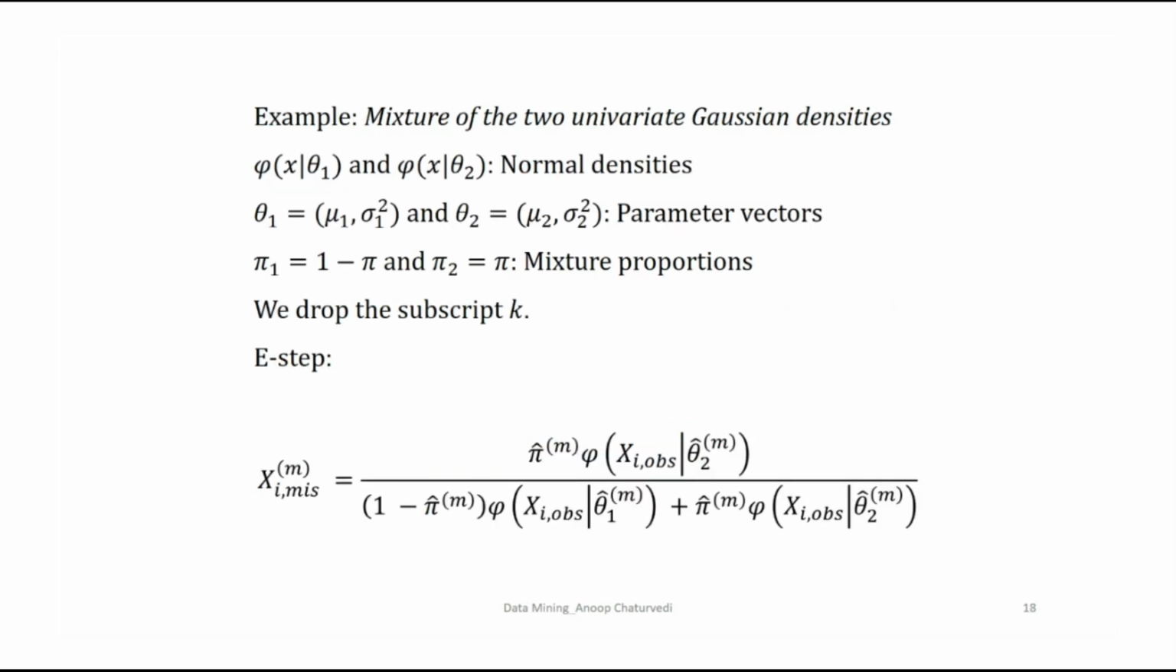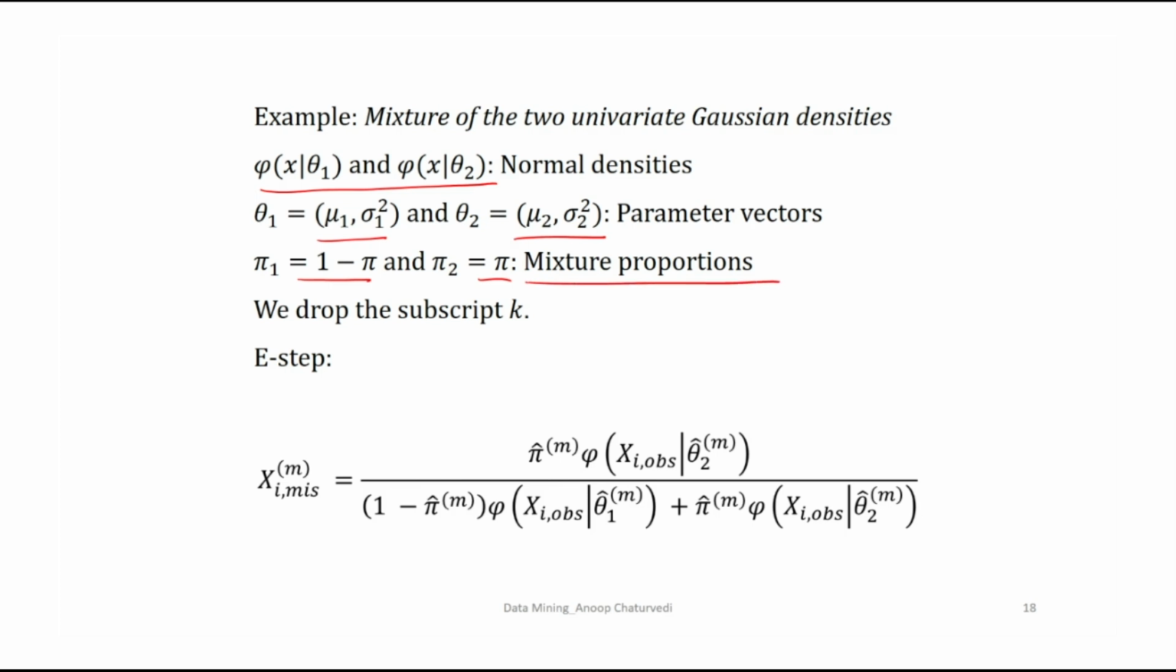Now, we consider this example of mixture of two univariate Gaussian densities, say phi(x given theta_1) and phi(x given theta_2). So, both are normal densities. Theta_1 is equal to (mu_1, sigma_1 square) and theta_2 is equal to (mu_2, sigma_2 square). So, these are the parameter values. Pi_1 is equal to 1 minus pi and pi_2 is equal to pi. So, these are the mixture proportions.